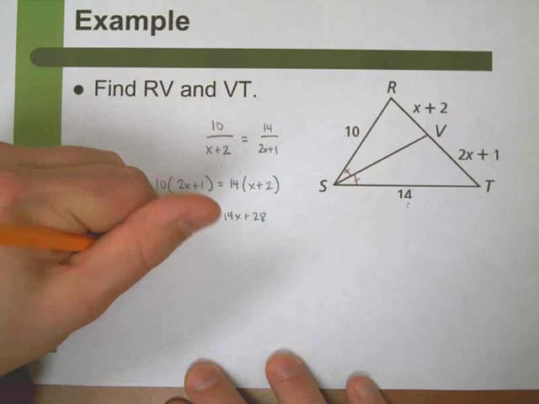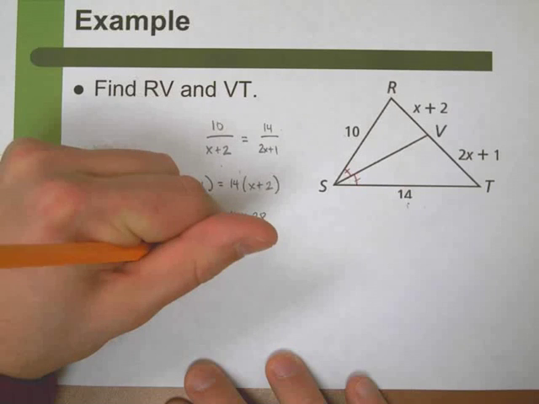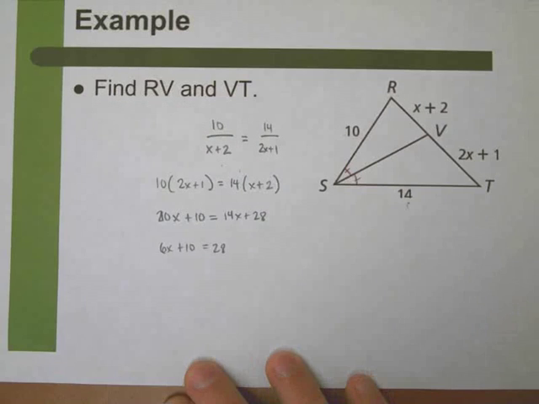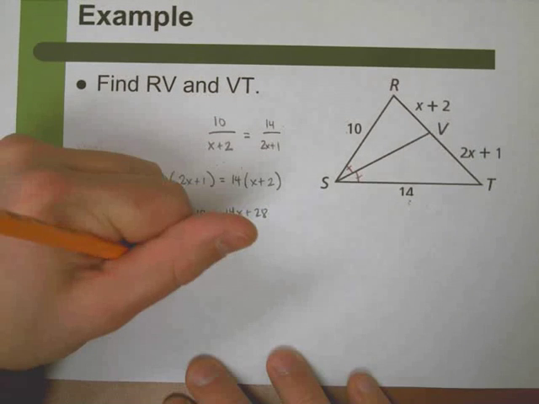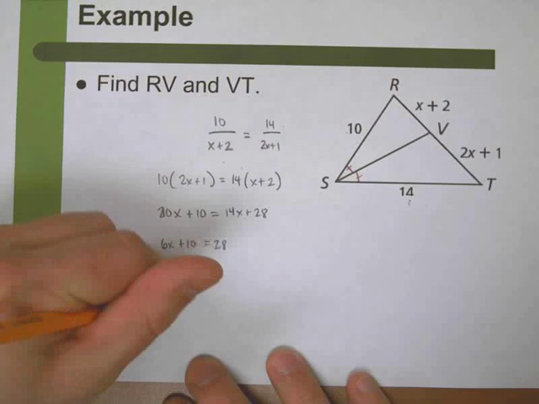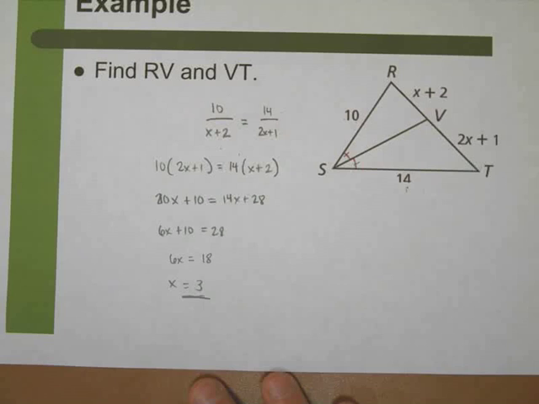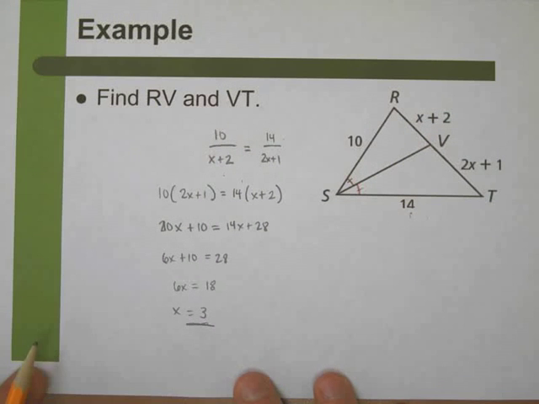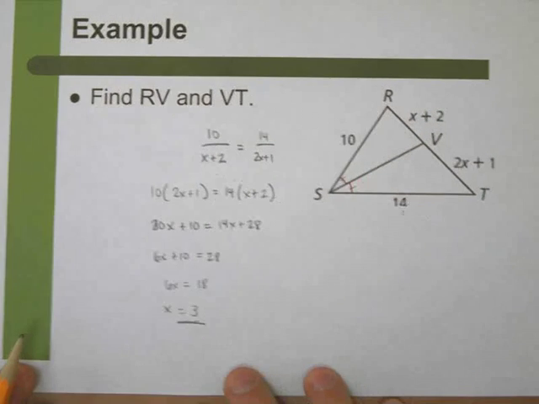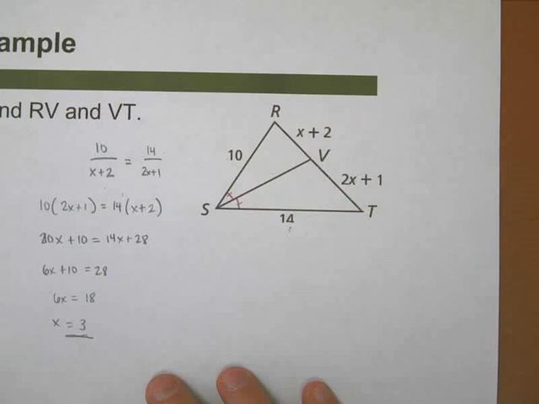I'm going to subtract the 14x. That means 6x plus 10 is equal to 28. I'm going to subtract the 10. 6x is 18. That means x is equal to 3, right? So x is 3. That was not what the question was asking, though. The question said find RV and VT. So we got one last step, right?